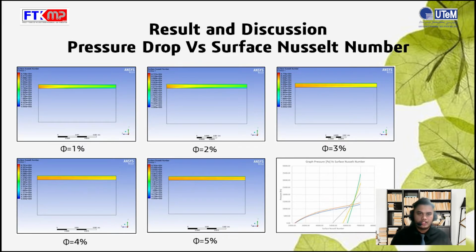the pressure drop related to the Nusselt number. Basically, the surface Nusselt number is the same in the water CuO concentration of 1% and 2% and is less than that of water CuO concentration of 3%, 4% and 5%. However, varying the concentration of nanofluid results in various pressure drops with the same surface Nusselt number for all nanofluids.